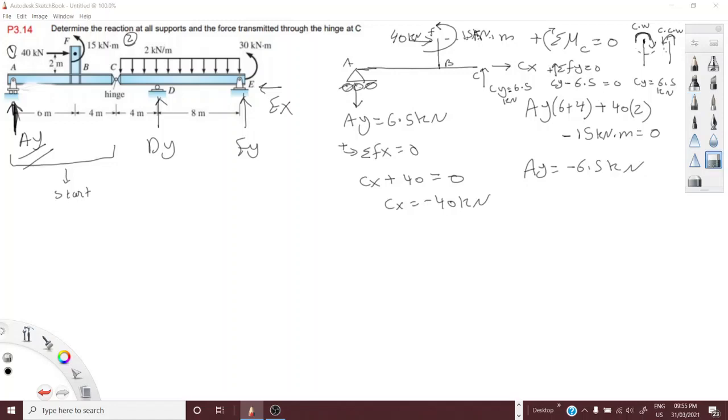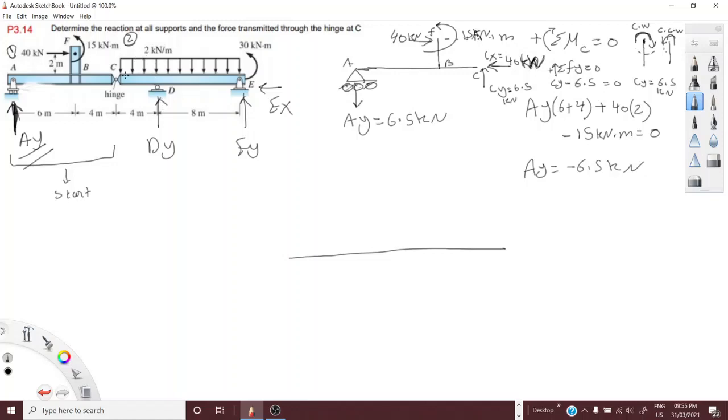So let's change our assumption. Our assumption will be inward, so it will be 40 kilonewton. This is Cx. So let's go with the other beam.